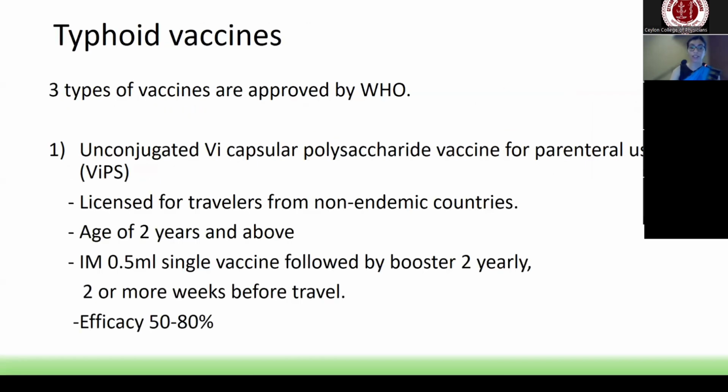Typhoid vaccines. There are 3 typhoid vaccines approved by WHO. The first one is the unconjugated Vi capsular polysaccharide vaccine for parenteral use, which is available in Sri Lanka at the moment. It is licensed for travelers from non-endemic countries and can be used from age 2 years and above. It is given as a single IM dose followed by a booster 2 yearly, and it should be started 2 or more weeks before travel. The efficacy is 50 to 80%.